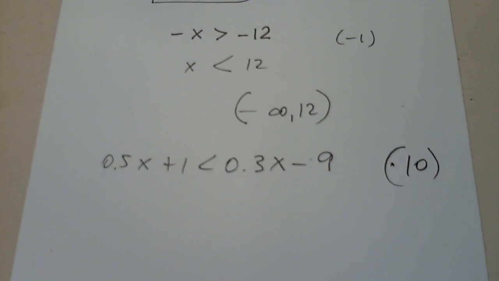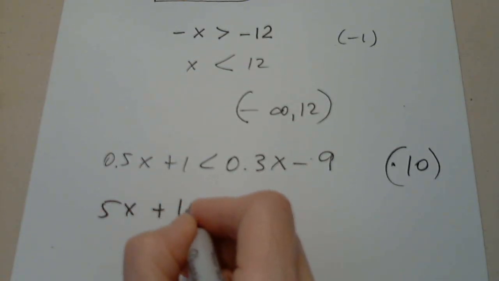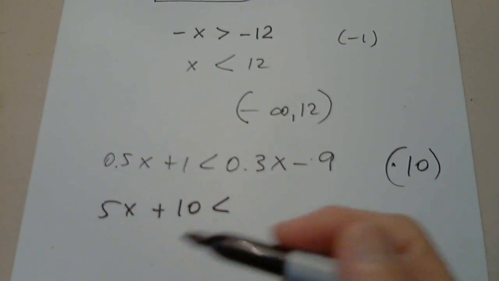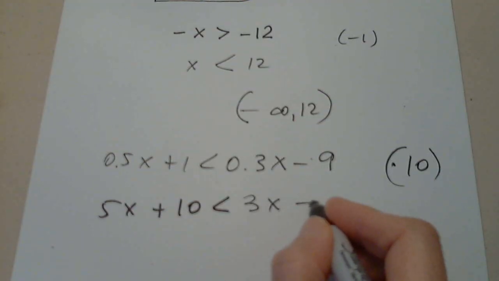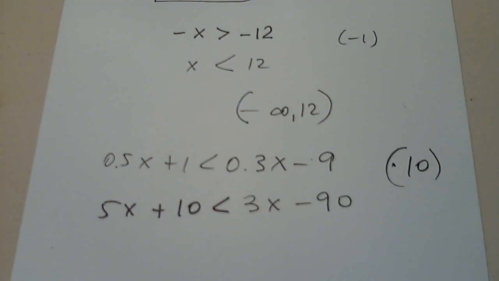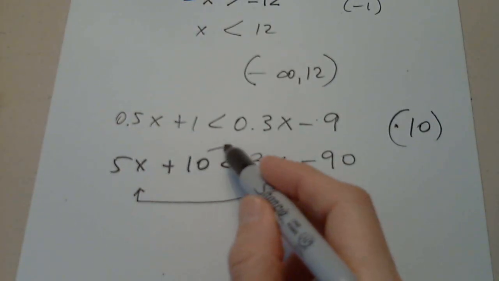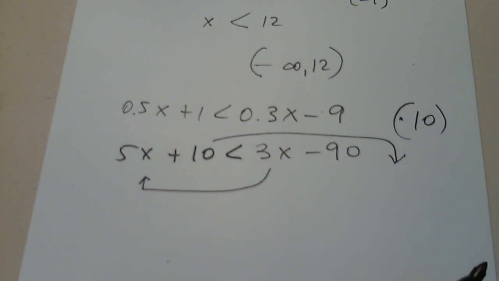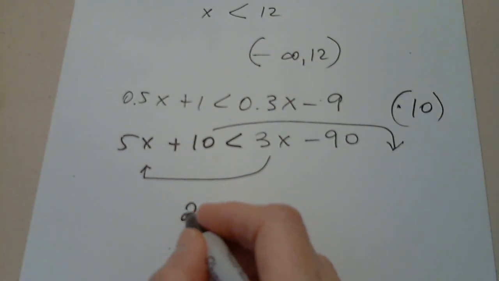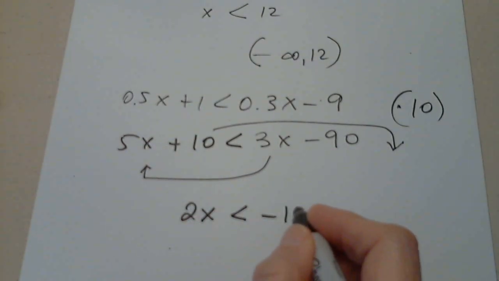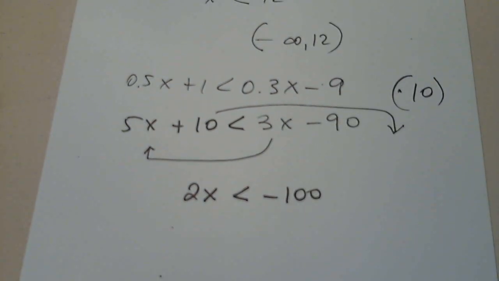Indeed, multiply by 10. So 5x plus 10, do not skip and choose what you want. Everything has to be multiplied by 10. Not just the decimal numbers, everything. Otherwise, we change the problem. So now simply we move 3x to the other side, and I move negative 10 to the other side. So the left-hand side has 2x, the right-hand side has negative 100. What do I do now?